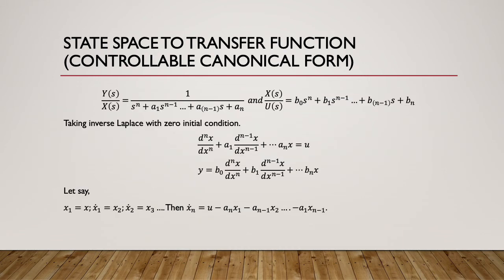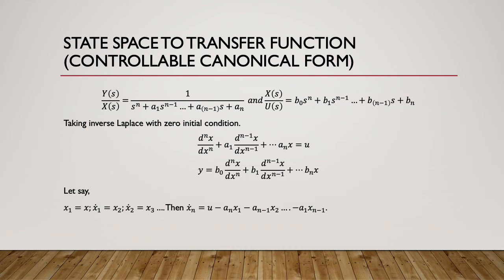If you take the inverse Laplace transform of this equation, you will find a differential equation in this form. And if you represent the states in this case, let's say we define the first state x1 equals x. Then the second state x2 can be defined as x1 dot, x3 can be defined as x2 dot, and so on.